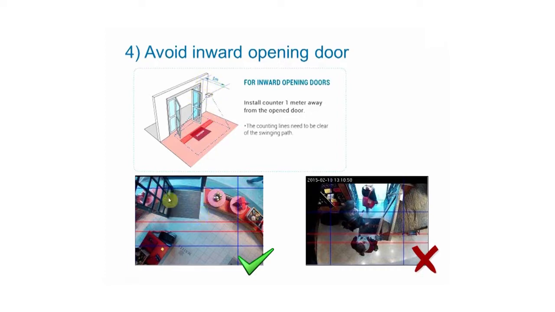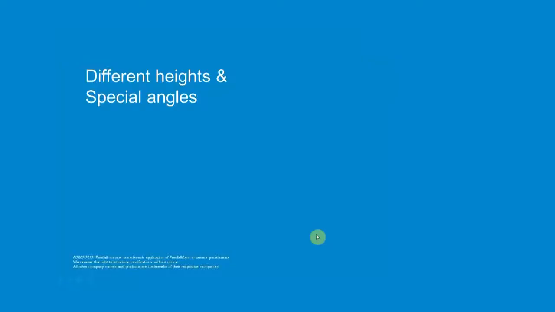So for example, in here, where this is an inward opening door, it opens like this, so we have the lines just away from the door, so this is good. This one where the door actually touches the line, then this is just a little bit too close to the door, so for an inward opening door we'll just install it a little bit into the store.